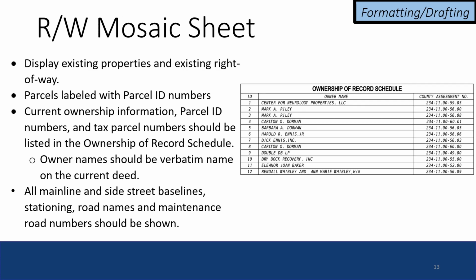The right-of-way mosaic sheet should display the existing properties and existing right-of-way within the project limits. Parcels should be labeled with parcel ID numbers. Current ownership information, parcel ID numbers, and tax parcel numbers should be listed in the ownership of record schedule. Owner names should be verbatim name on the current deed. All mainline and side street baselines, stationing, road names, and maintenance road numbers should be shown.